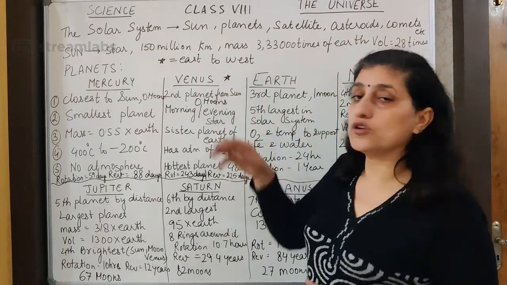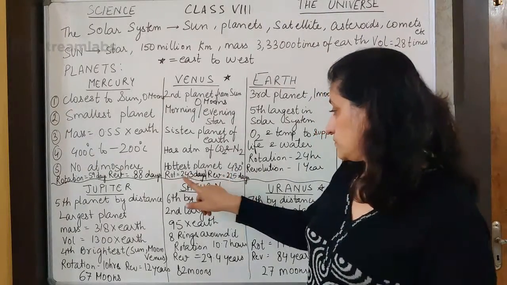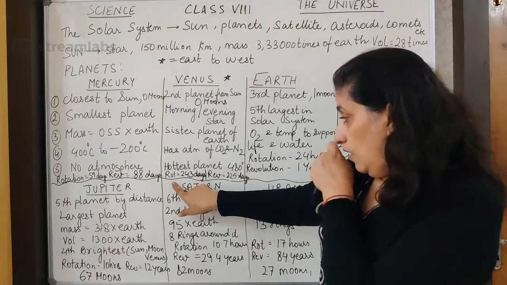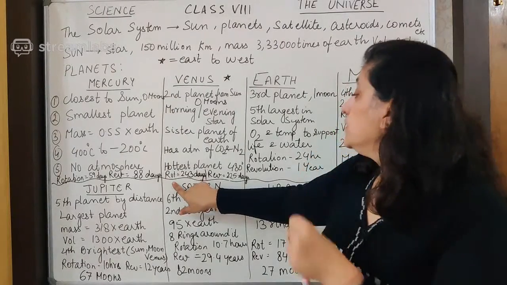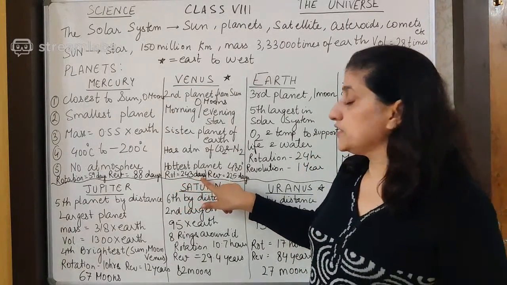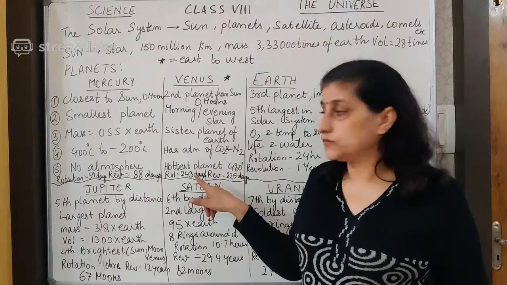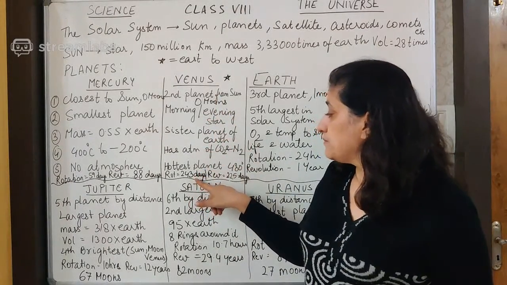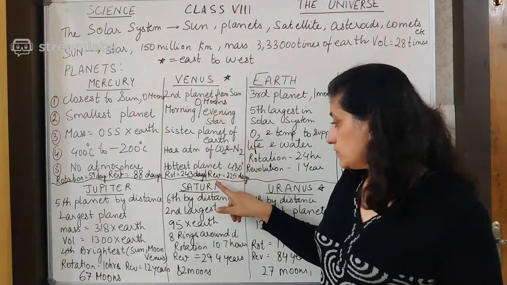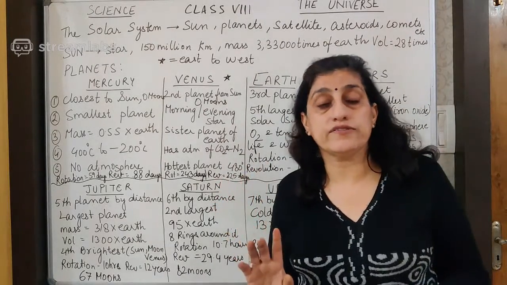Venus also has no moons. Rotation takes 243 days. This is the maximum. So rotation time is maximum for Venus, and revolution takes 225 days.